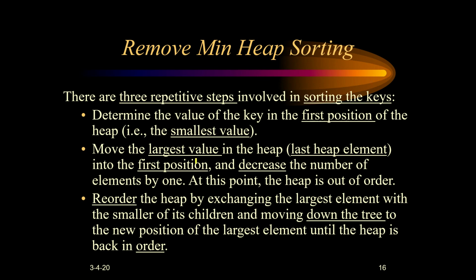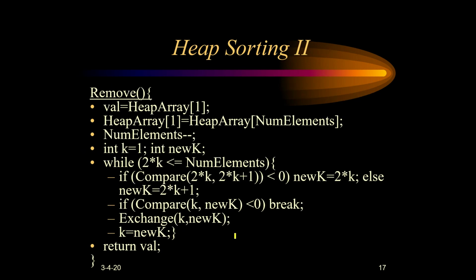Now once this exchange of min value and large value is done, then we need to do the reordering of the heap so that the heap is in sorted order. So we keep doing it down the tree until the tree has been sorted. That is why the next step is reordering. Okay, so these are the main three steps we have to keep in mind. So next is the algorithm.